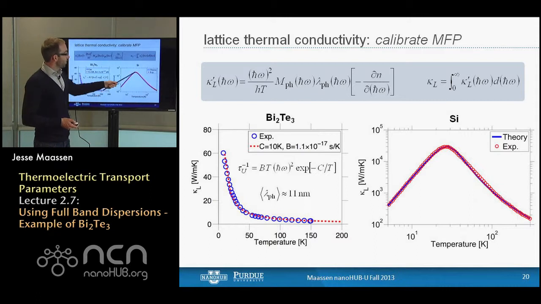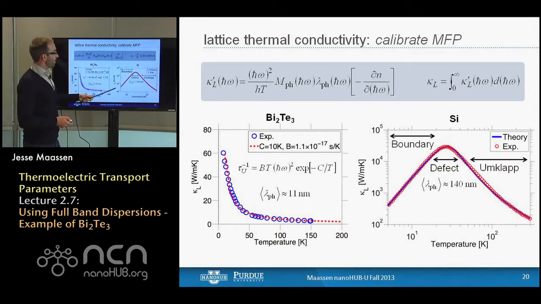More often, you'll see something like this, where you have an initial rise in lattice thermal conductivity, then a drop. So here, this is actually the case for silicon. And in this case, you really do need to take into account all these other scattering mechanisms to properly reproduce the experimental data. And in this case, you'll get an average mean free path of about 140 nanometers. So you can see there's quite a bit of variation from one material to another in terms of mean free path.